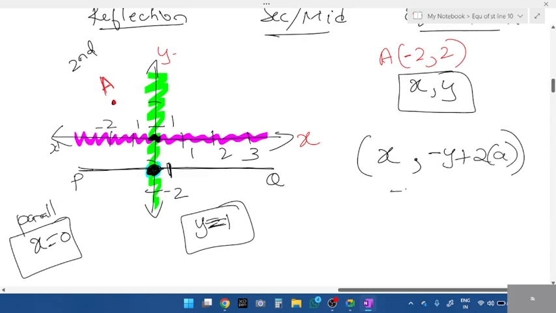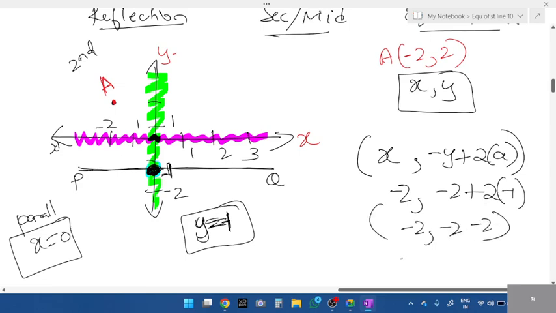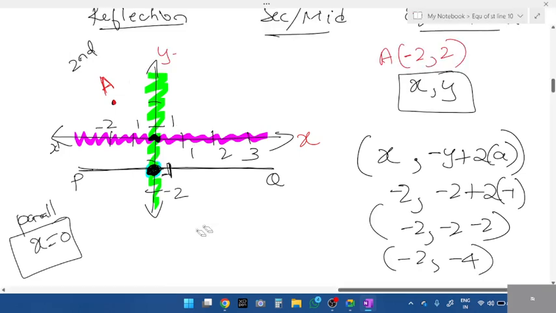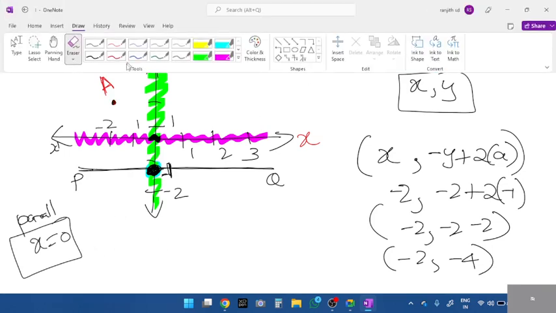X is minus 2, comma, y is minus 2 plus 2 into what is the value of this additional y value? No, not 1. Minus 1, right? Minus 1 into minus 1. So minus 2 comma minus 2 minus 2. You get minus 2 comma minus 2 into minus 2 is minus 4. Where does minus 2 comma minus 4 lie? Which quadrant? Very good. Third quadrant is the answer, students.